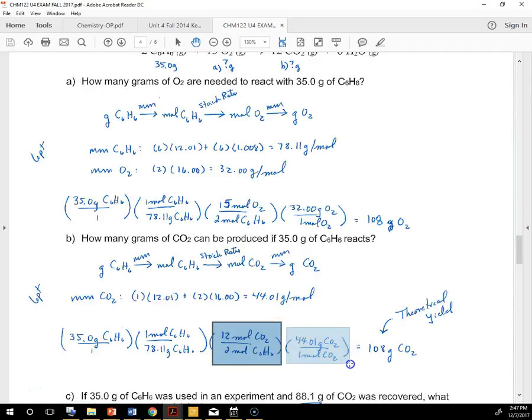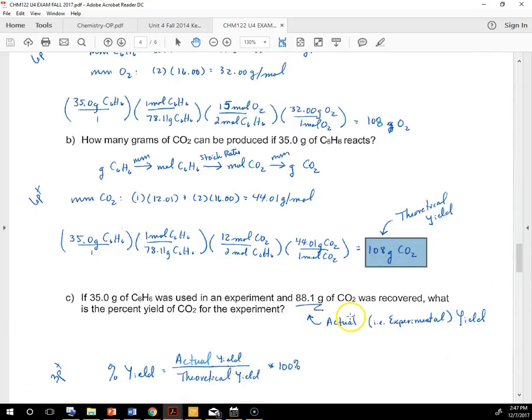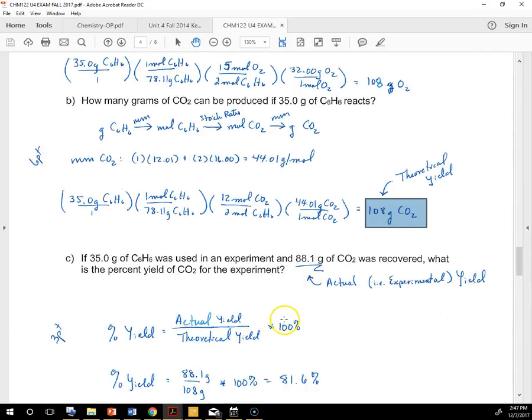And then we need to tack on the molar mass of CO2 to get from moles of CO2 to grams of CO2. And it's just the weirdest thing. We get 108. I just think that is so bizarre. We get the same mass for CO2 as we did for O2, which I haven't figured out why that is. It's just coincidental though.